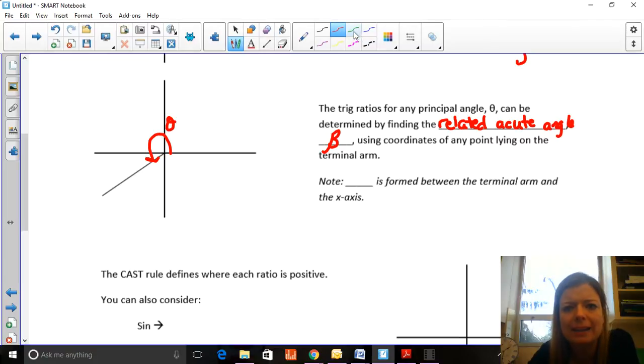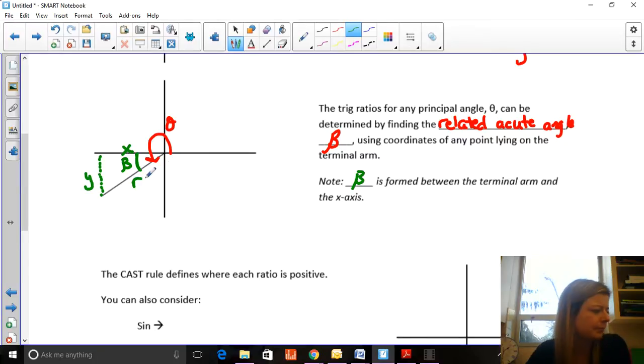So beta is always formed between the terminal arm, so that's this guy, and the x-axis, okay? So it never touches the y-axis, it always touches the x-axis. So then you can create a right triangle with beta and the x-axis. So this is y, and this is x, and this remains r.